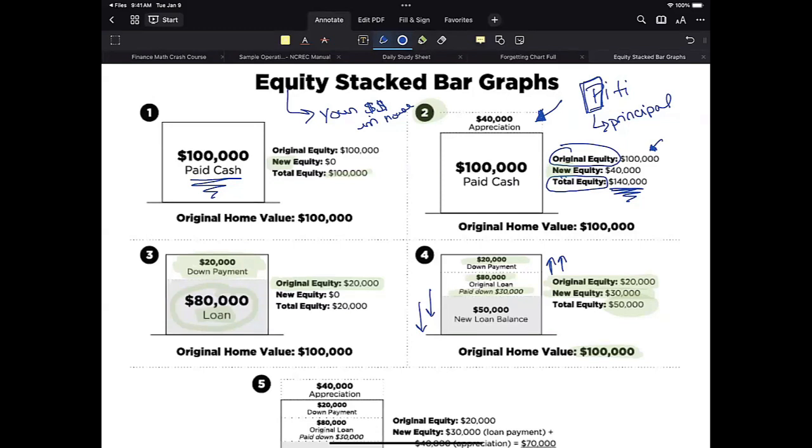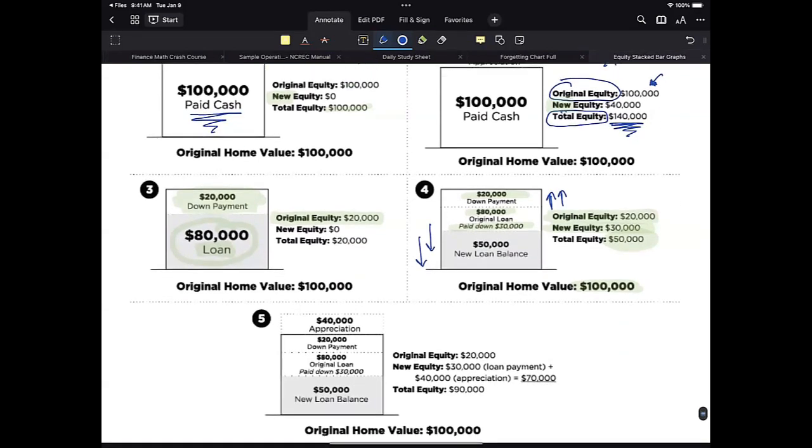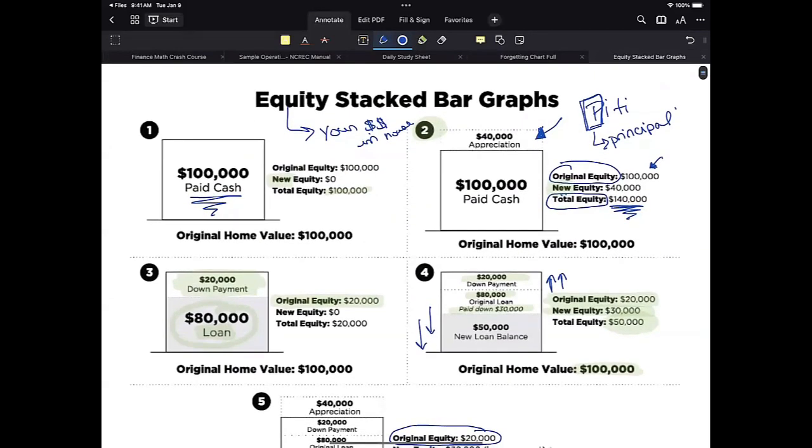How does that make you feel? That makes a lot more sense. Well, I could do number 5 with you, but it's just me adding the appreciation and adding the paying down the loan at the same time. But just making sure that we understand your down payment is your original equity. And then you get new equity either by paying down your loan or the house appreciates. It just depends. But there's your visual. Do you see how it kind of connects to your principal payment? And every time you make a payment, the principal lowers.